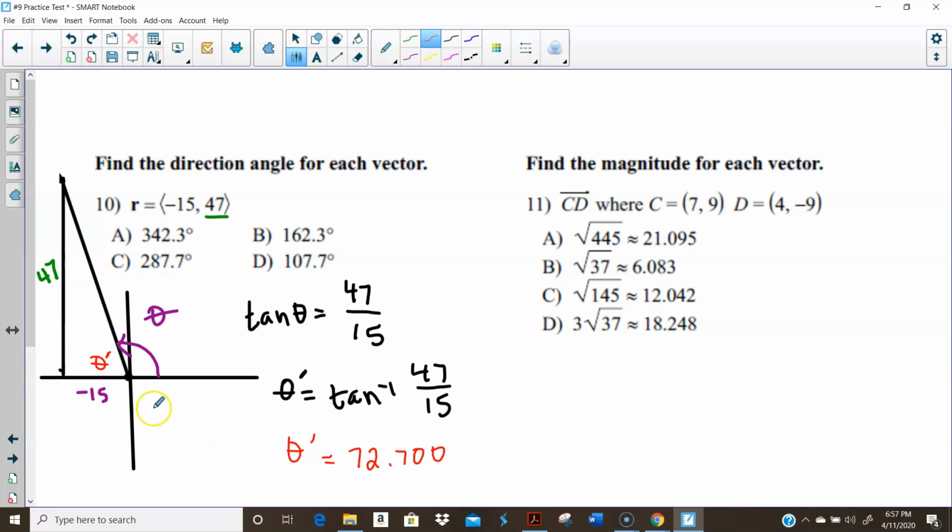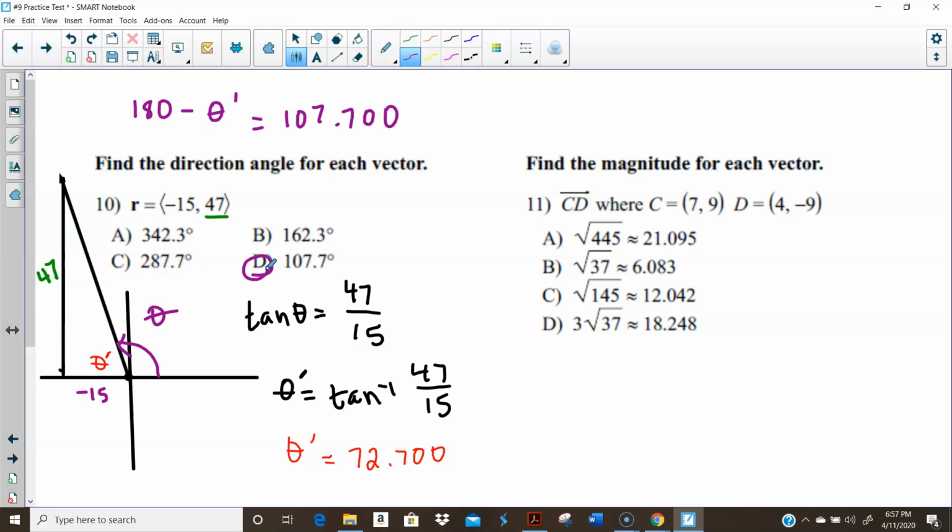But we want the directional angle, which is this purple angle. So in order to find the directional angle, we take 180 degrees, which is the full half circle. If we take 180 and we subtract theta prime, that's going to give us theta. So 180 subtract 72 is 107.700, which is D.